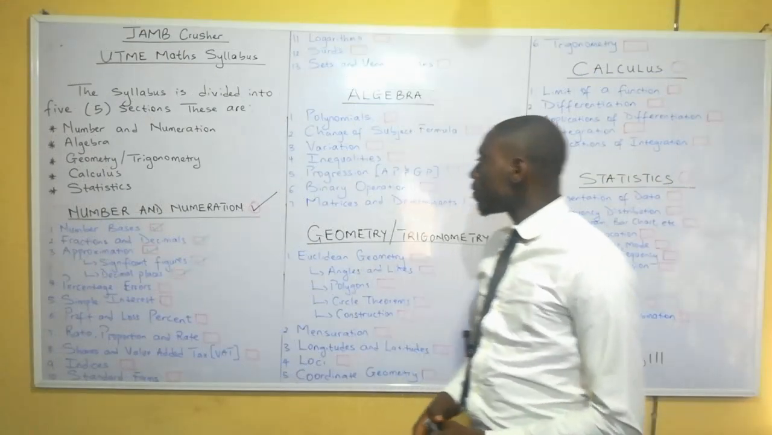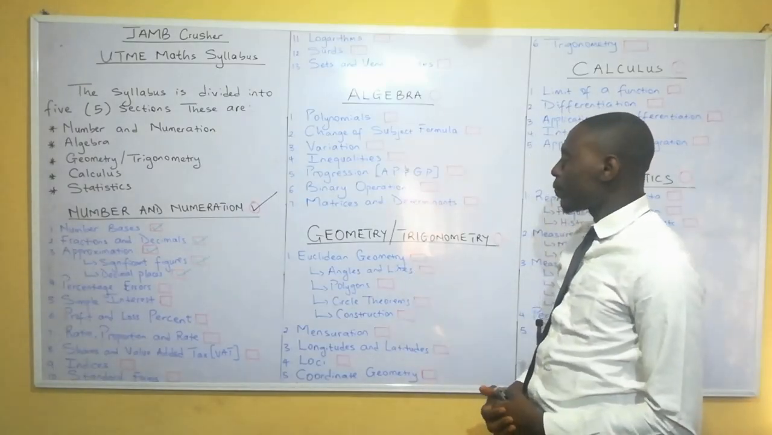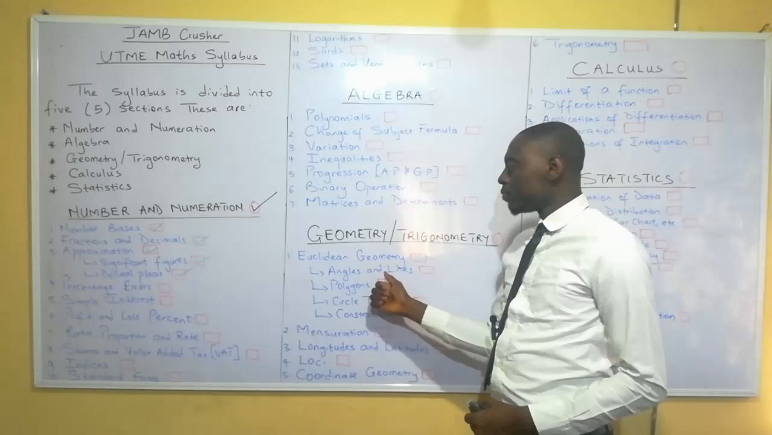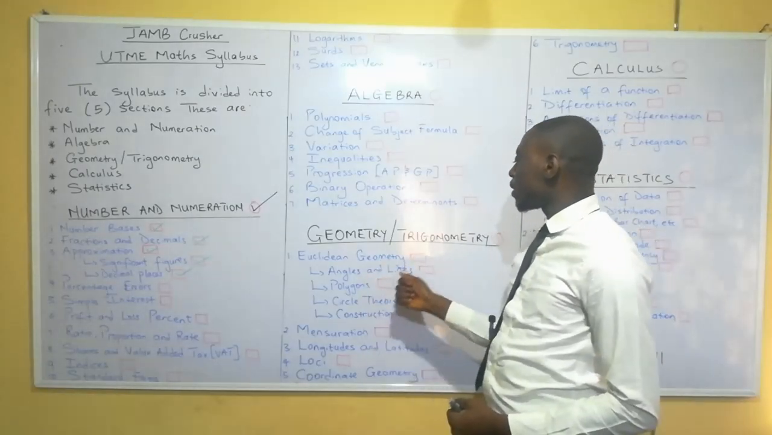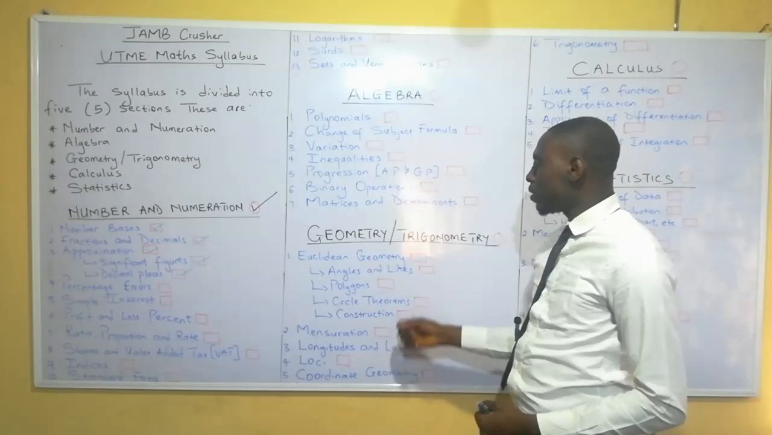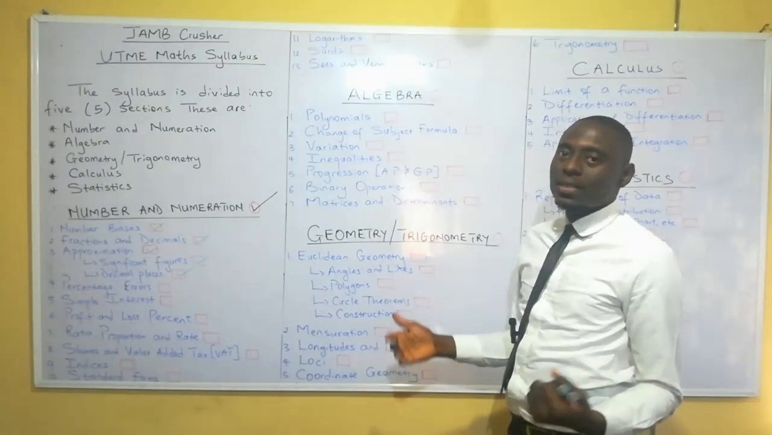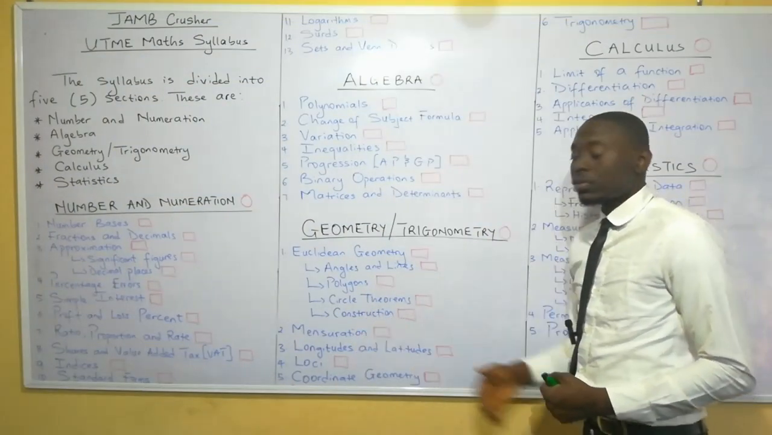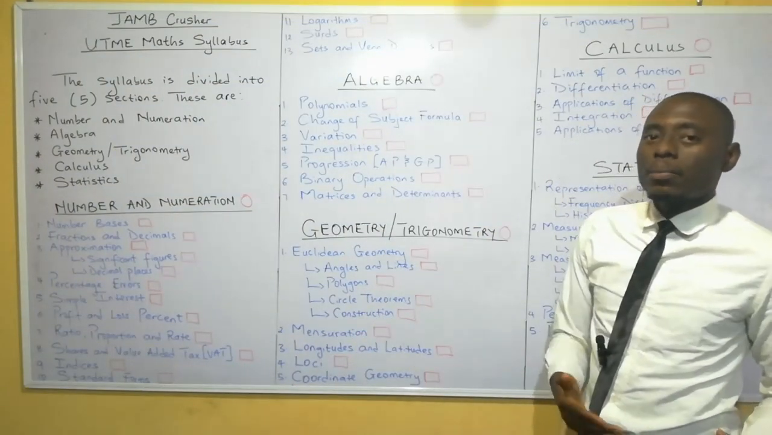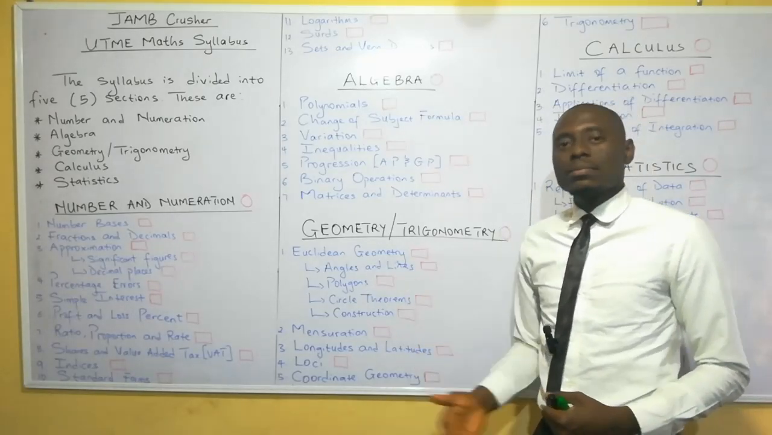So moving on to the third section, which is geometry and trigonometry, we have Euclidean geometry. Under Euclidean geometry, we have angles and lines, polygons, circle theorems, where we are going to discuss cyclic quadrilaterals and the likes. Then construction. Moving on, we have mensuration. Now, your mensuration is divided broadly into 2 parts. We have the 2D mensuration, we have 3D mensuration.